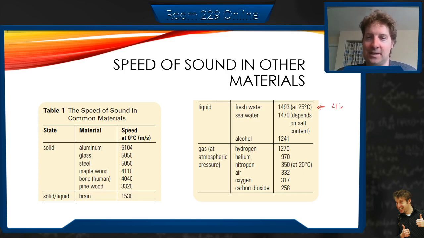Okay. And here, this is the one we were talking about, air. Air travels at 332 meters a second at 0 degrees. All right, so I'm going to put this table here on our Weebly, so you can reference it if you need to.